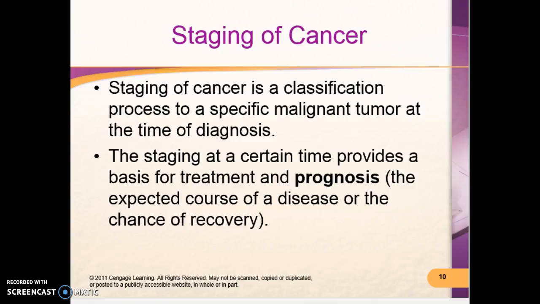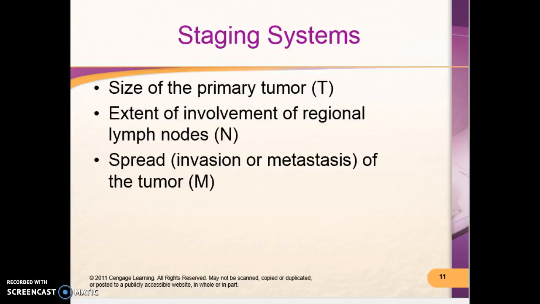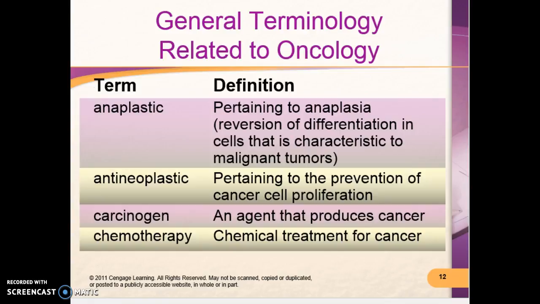We stage cancer. In other words, we classify it by looking at different things. And by staging it, it helps to give a prognosis. So we can have an idea of what kind of recovery we may or may not be able to expect, depending on the stage of a particular cancer. It also gives us an idea of how to proceed with the course of therapy. So we look at the size of the tumor, the extent of involvement of the lymph nodes, and whether or not it's spread. That's all used in determining what stage of cancer a patient may have.